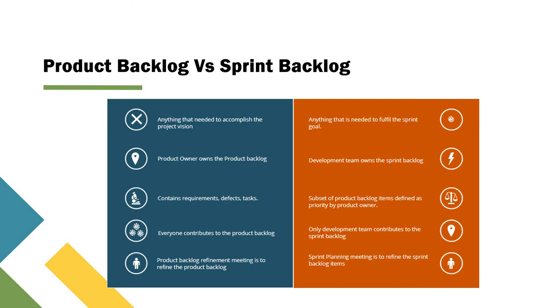So the product owner owns the product backlog, but the sprint backlog is owned by the development team. The product backlog contains requirements, defects, and tasks. The sprint backlog is a subset of the product backlog that is defined as the priority by the product owner. Everyone contributes to the product backlog, but in the sprint backlog only the development team contributes. The product backlog refinement meeting is to refine the product backlog. However, the sprint planning meeting is to refine the sprint backlog items.